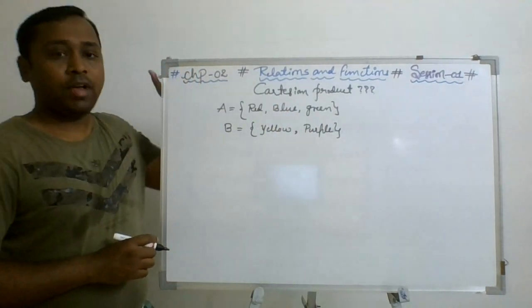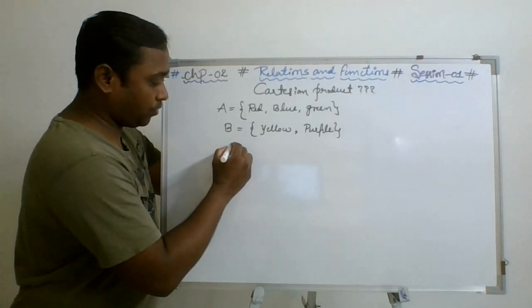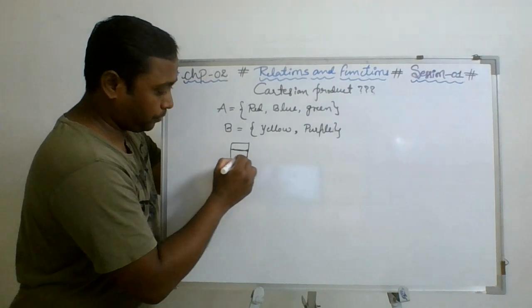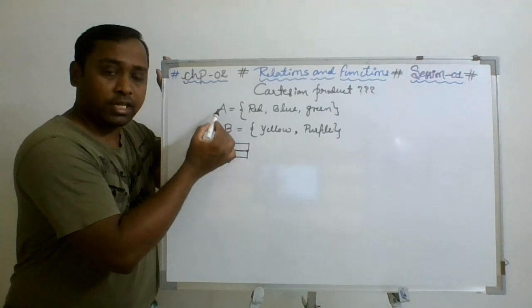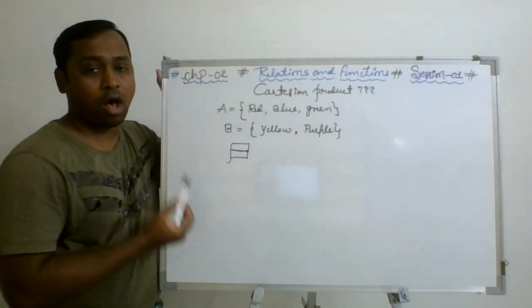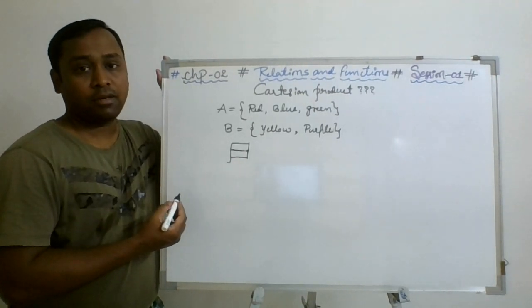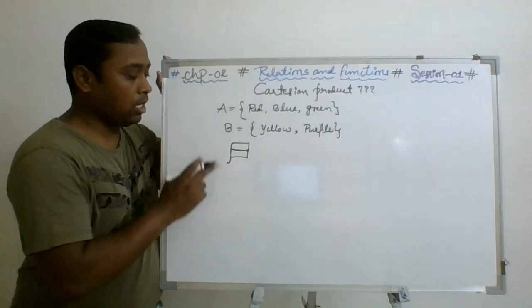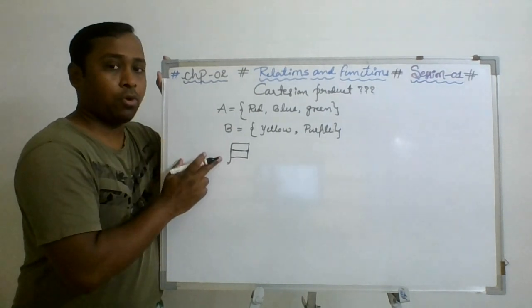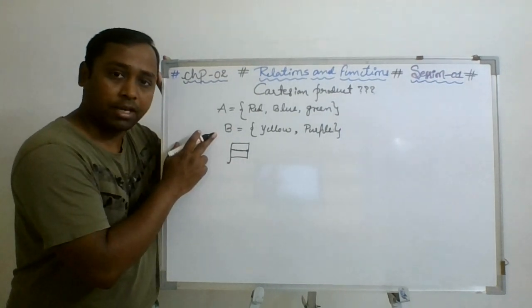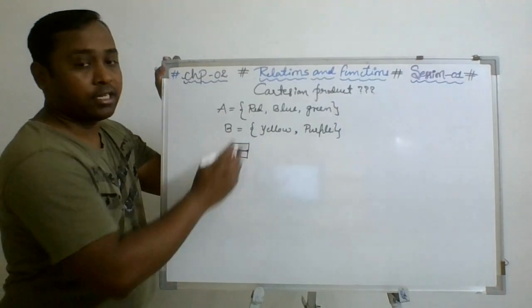Now, the condition is you need to make a two-colored flag by using one color from set A and one color from set B. So how many different types of colored flags can you make? That is the question. The condition is: the first box is filled with a color from set A, and the second box is filled with a color from set B. Now let us try to make different types of flags by taking this condition.